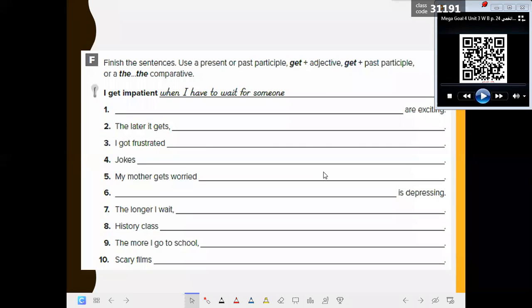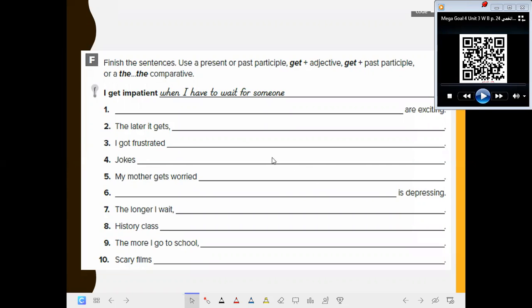At first, I want you to open on this page to check the homework. Then we can go to page 25 to take a new lesson about reading. Okay.